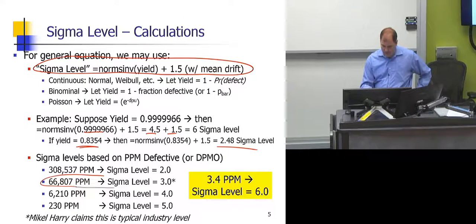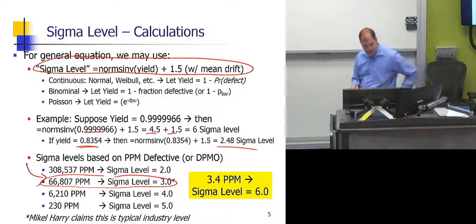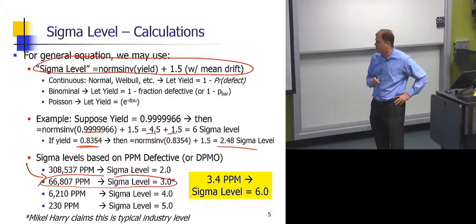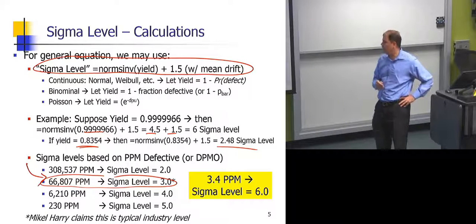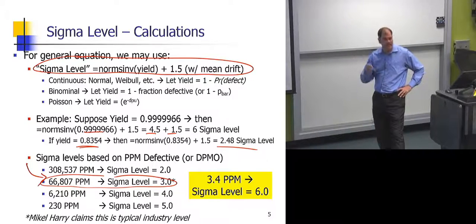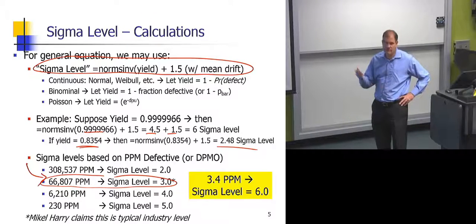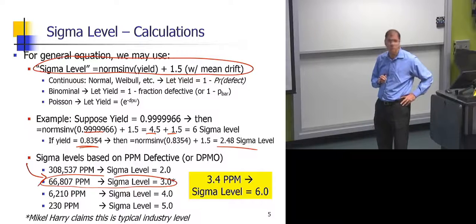Then what McElharry said was typical industry is 66,000 parts per million, which is a sigma level of 3, and we want to go higher. And you can see as you increment that, if you were at 230 per million, you'd be at an index of 5, and you have to get all the way down to 3.4 per million to get to his number 6.